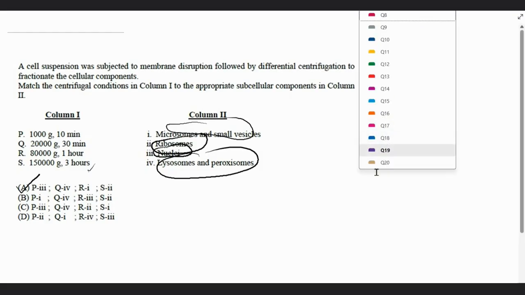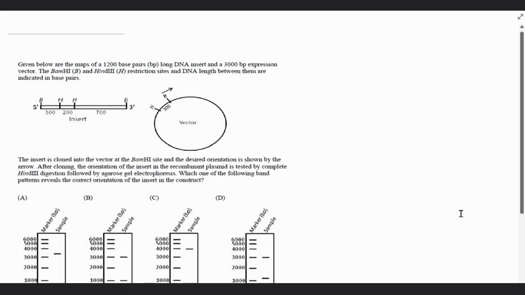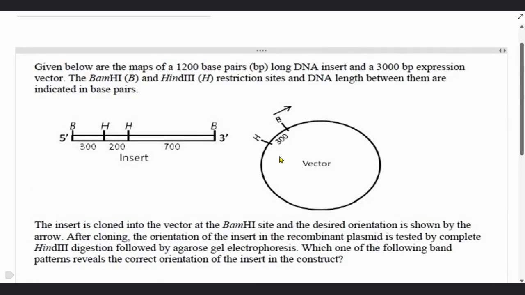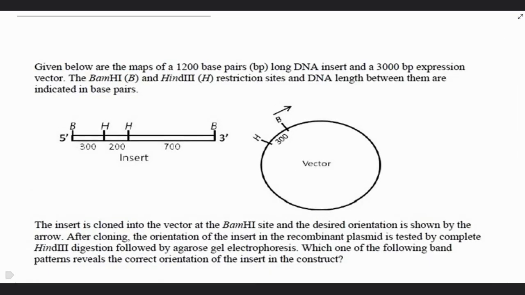Moving on to the next question, or the last question. So here, this is a pretty easy question. Let me just zoom in here. Given below are the maps of a 1,200 base pair long DNA insert. So this is the insert. And the 3000 base pair expression vector, where B is for the BamHI restriction enzyme site, and the HindIII restriction sites are indicated by H, and the DNA length between them is indicated in base pairs.